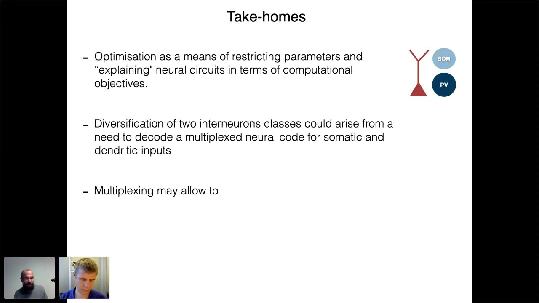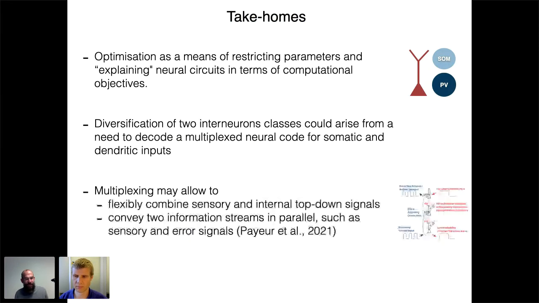And maybe something that I didn't touch upon very much, because that's Richard Naud's game, is what this multiplexing is actually good for, right? One thing is that you could potentially flexibly combine different signals, which I think is an interesting path to pursue. But something that Richard has very nicely illustrated is that this multiplexing might allow to process two information streams in parallel, specifically a bottom-up stream of information and a top-down stream of information.